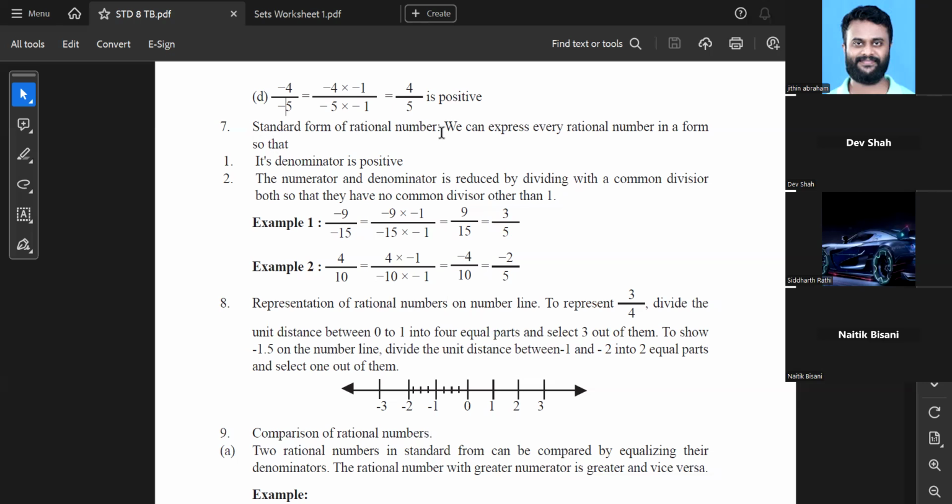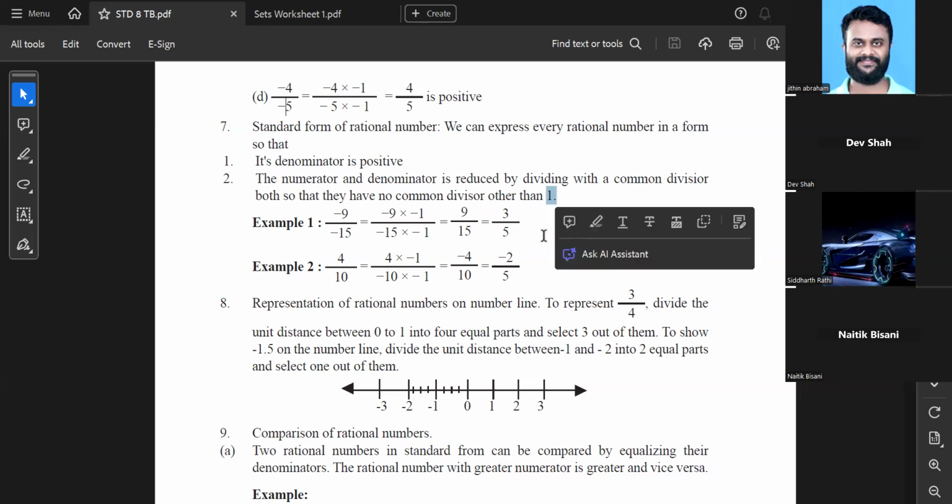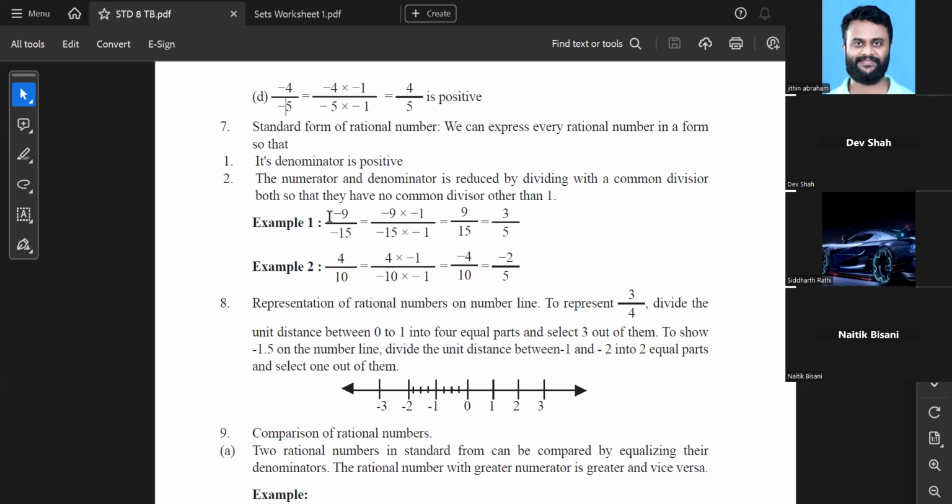Standard form of a rational number. What is it? We can express every rational number in a form so that its denominator is positive, and the numerator and denominator are reduced by dividing by a common divisor, so that they have no common divisors other than one. For example, consider a fraction like minus 9 upon minus 15.